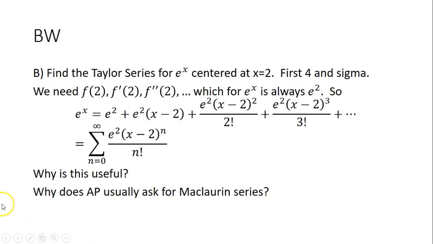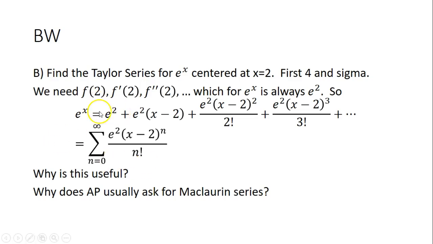Now, why does AP usually ask for Maclaurin series? Because we don't know what e squared is, right? That's part of the reason for using Maclaurin series, because we use it at a value that's really nice. It's kind of like linearization back in chapter 3, if you remember that. Or maybe it was chapter 4.